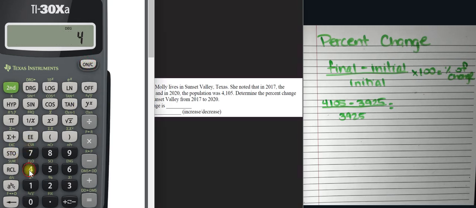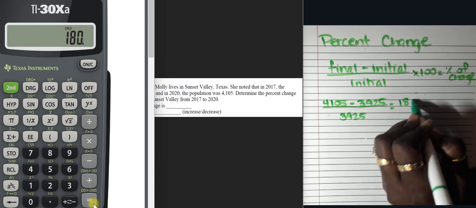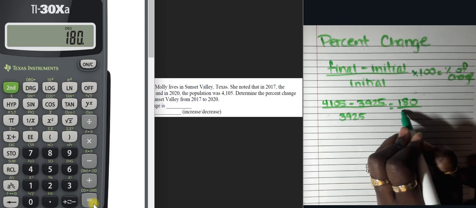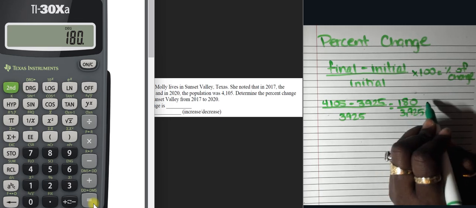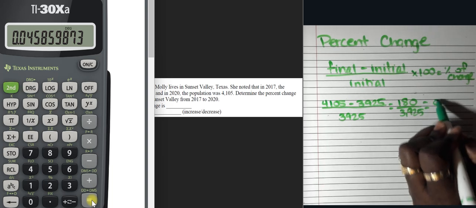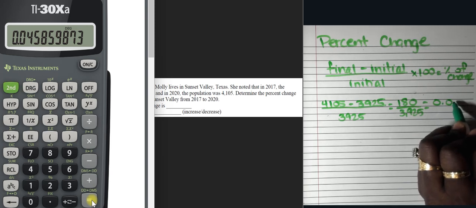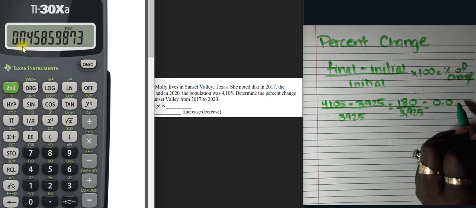All right. So let's go and plug this into our calculator and see what we get. So we've got 4,105 minus 3,925, and we come out with 180. And we're going to divide that by our denominator, which is 3,925. And when we convert that, what will we get? So 180 divided by 3,925. All right. So we come out with 0.04, and we've got a whole lot of numbers here.